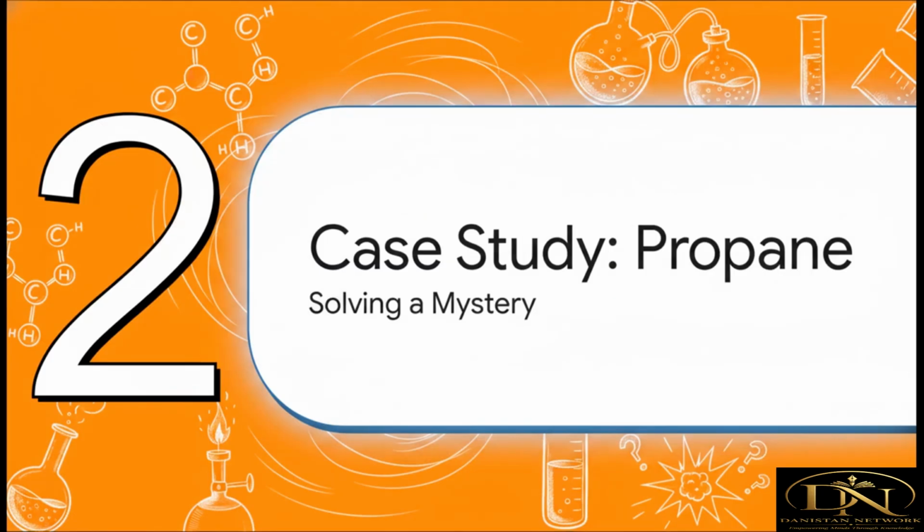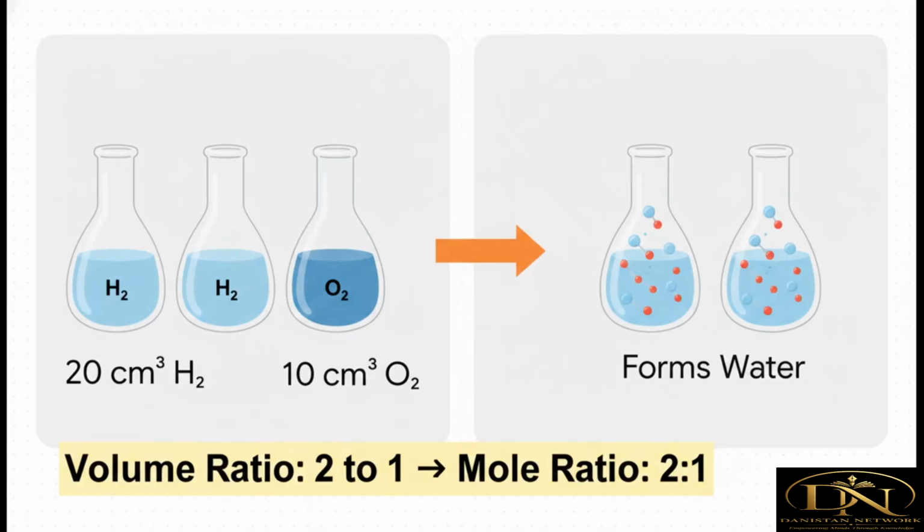Okay, now for the main event. We are going to become chemical detectives. We're going to use everything we've learned to solve a mystery, figuring out the molecular formula of propane using only the volumes of gases in its reaction. But first, we need to lock in one more key idea. Take the reaction to make water. Experimentally, you'll find that 20 cubic centimeters of hydrogen react perfectly with 10 cubic centimeters of oxygen. That's a 2-to-1 volume ratio. Well, thanks to Avogadro, that means the mole ratio is also 2-to-1. And that's our secret weapon. For gases, volume ratios are mole ratios.